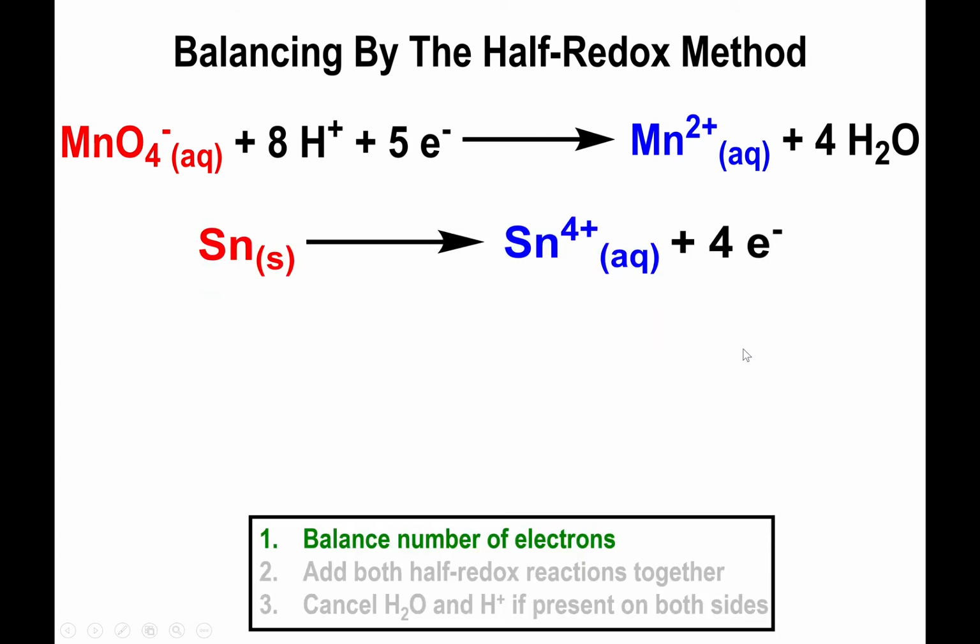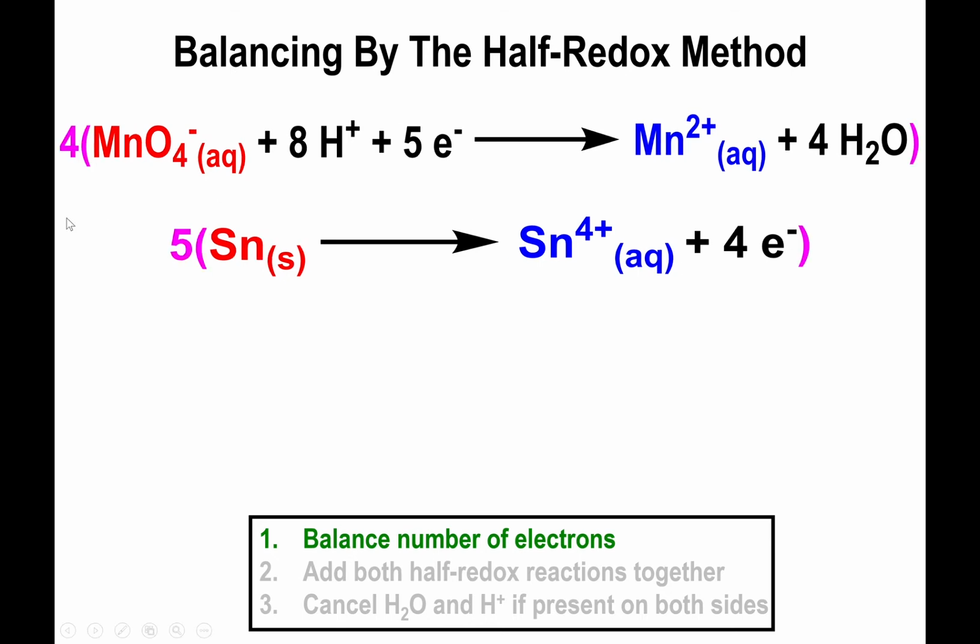All right, now we need to balance the number of electrons. And cross multiplying may be all you need to do. If we look at the number of electrons, 5 and 4, there is no common denominator for them. So you will literally just cross multiply the equations by them. The first equation gets multiplied by 4. The second equation gets multiplied by 5. So distribute the 4 throughout.